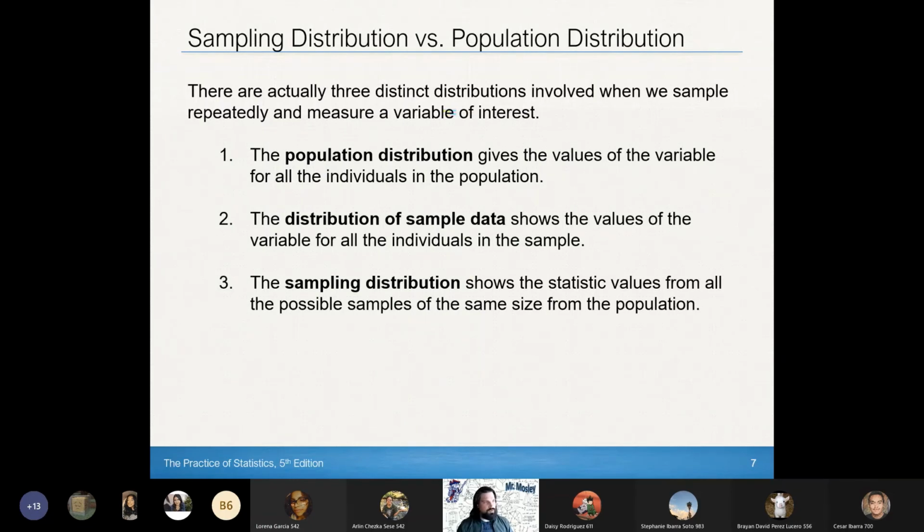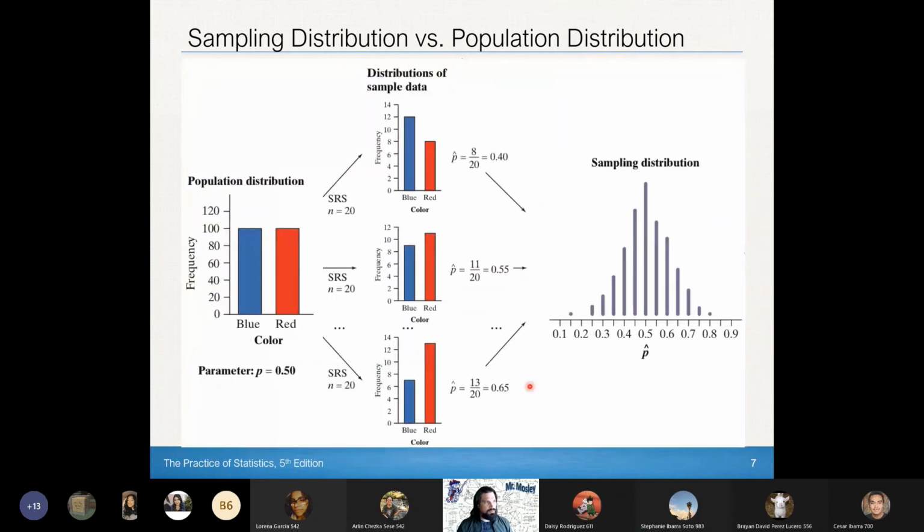Which is done in visual form. Yeah. So we start with our population. And this is referring to an example from the textbook about selecting chips, right? You have a blue or a red chip, like a poker chip. Probability of selecting one or the other is 50%.